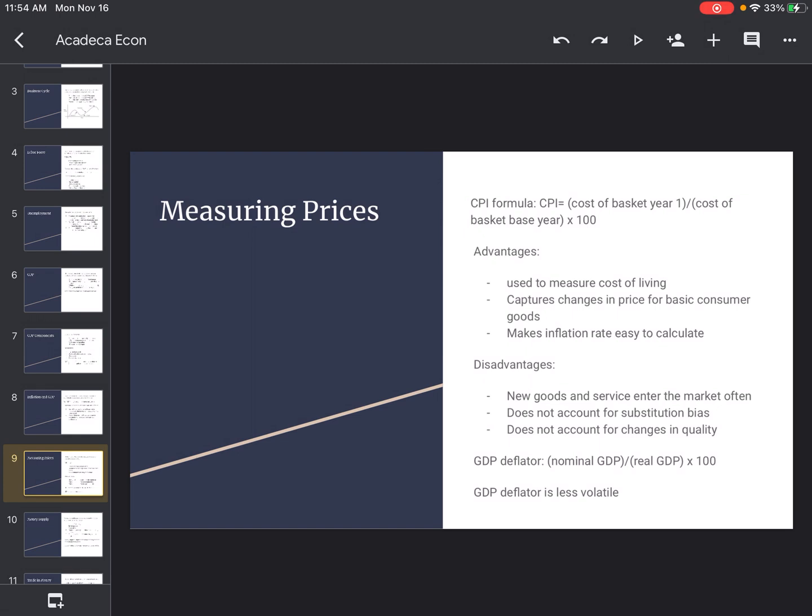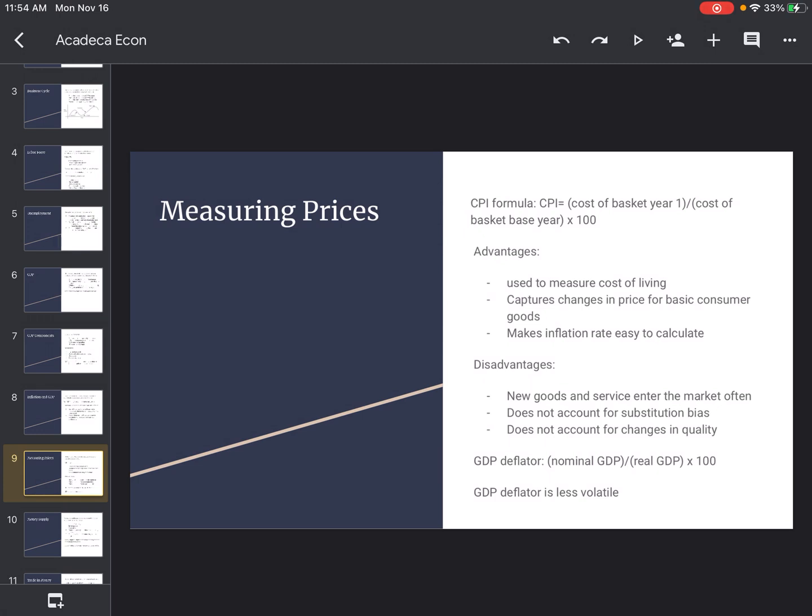Disadvantages, of course: new goods and services enter the market often, and it doesn't really keep track of that, and it doesn't really keep track of changes in taste. It doesn't account for substitution bias, that idea that people will buy a superior good if they get an increase in wealth, or an inferior good if they get a decrease. People will substitute if they have any kind of change to their income. It doesn't account for that, and it doesn't account for changes in quality or consumer taste.